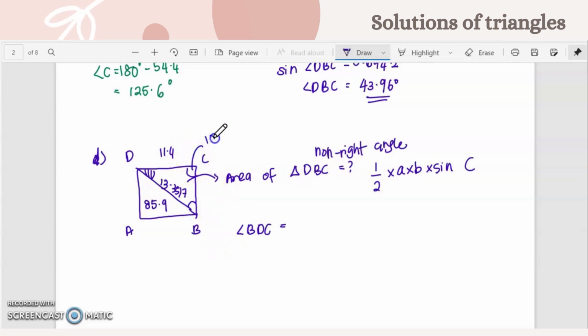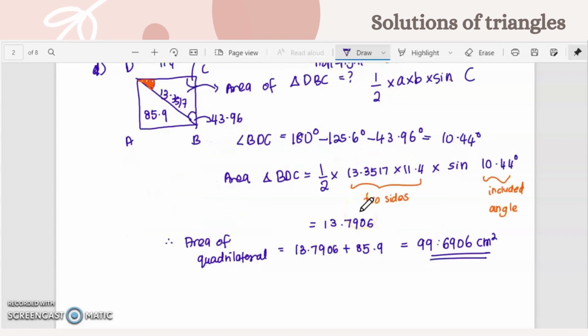Okay, angle C is 125.6, and DBC we calculated before from the previous question, 43.9. So we can get the angle BDC is 180 minus 125.6 degrees minus 43.9, and then we get 10.44. Okay, so we put it into the area formula.